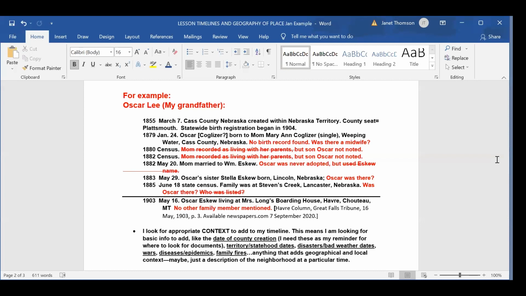So the first time that I really actually find evidence of this man who was born in January of 1879, I finally see his name in Havre in a column in the Great Falls Tribune on May 16, 1903, as living at Mrs. Long's boarding house in Havre in Choteau County. And it's amazing because I've looked at that evidence for years and just said, oh, sure, I've got that, and I've got that, and I've got that.